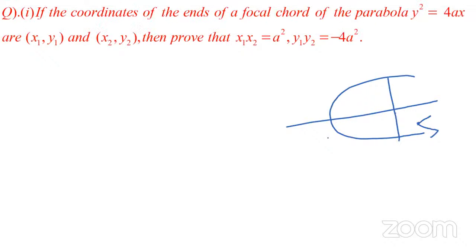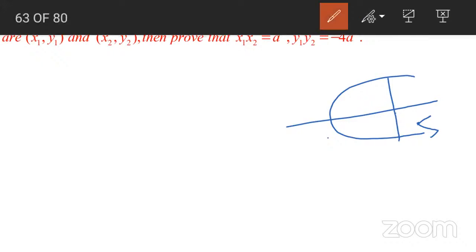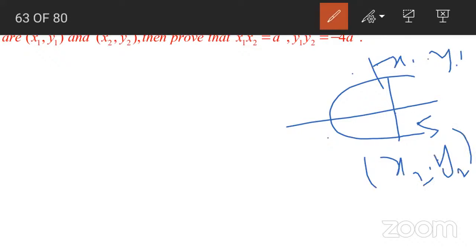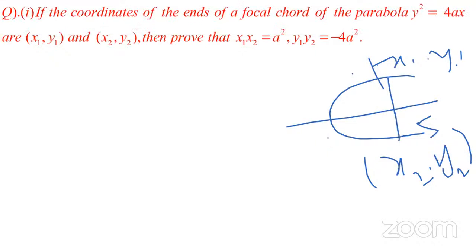Its endpoints are x1 comma y1 and x2 comma y2. Then prove that x1 x2 equal to a square, and y1 y2 equal to minus 4a square. So x1 x2 equal to a square, y1 y2 equal to minus 4a square. You just have to prove that.